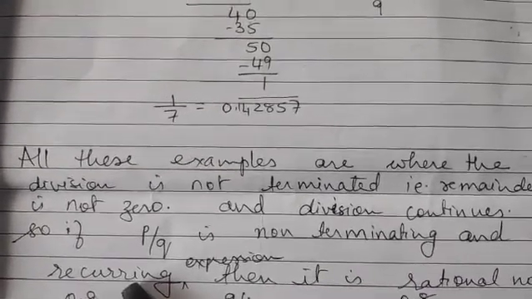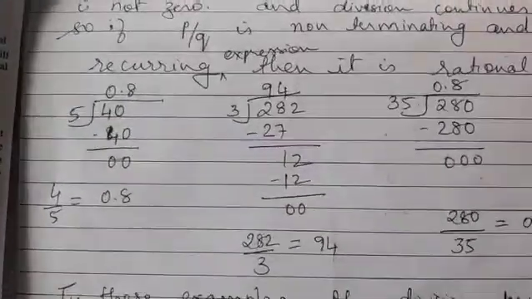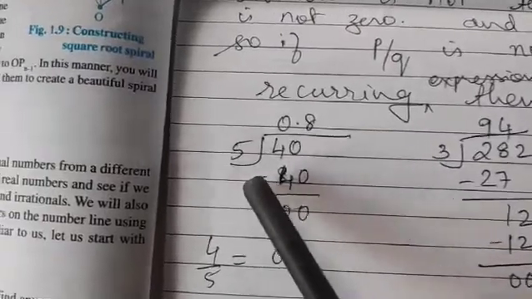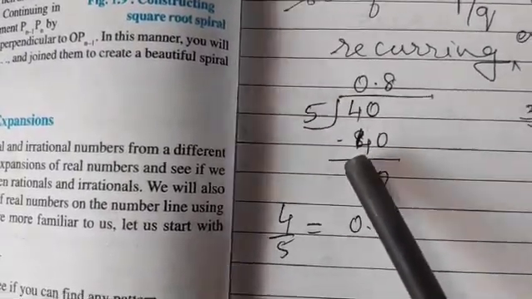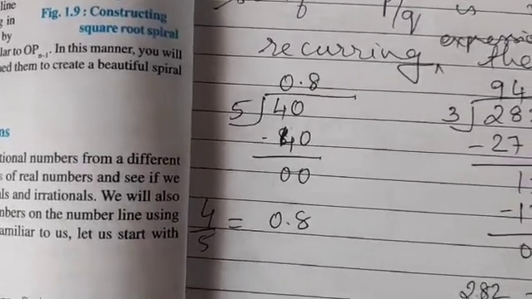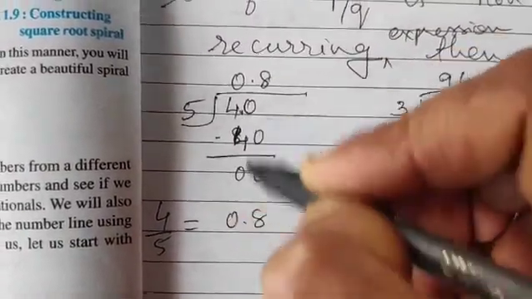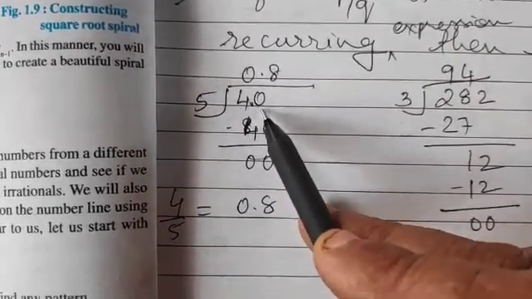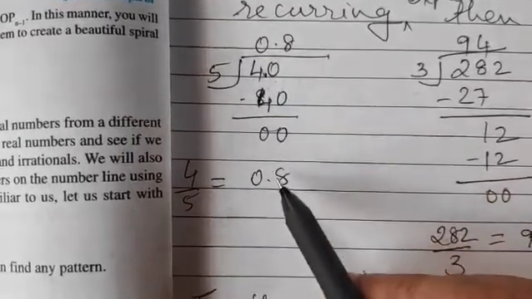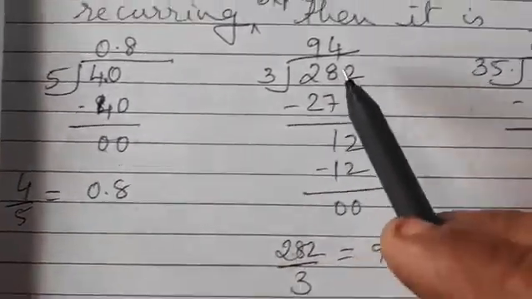The number keeps on recurring. Now let us take up another set of rational expressions. For example, 4 divided by 5. 4 cannot be divided, so 0, and then you put 40 over here. So 40 divided by 5, you will get remainder 0. So 4 by 5 is 0.8.